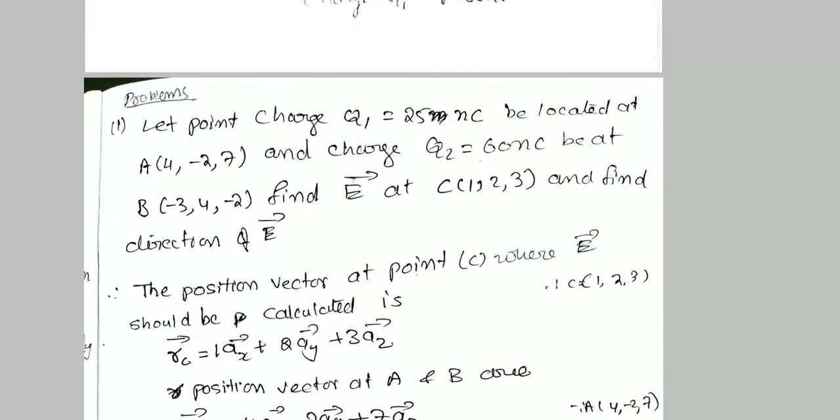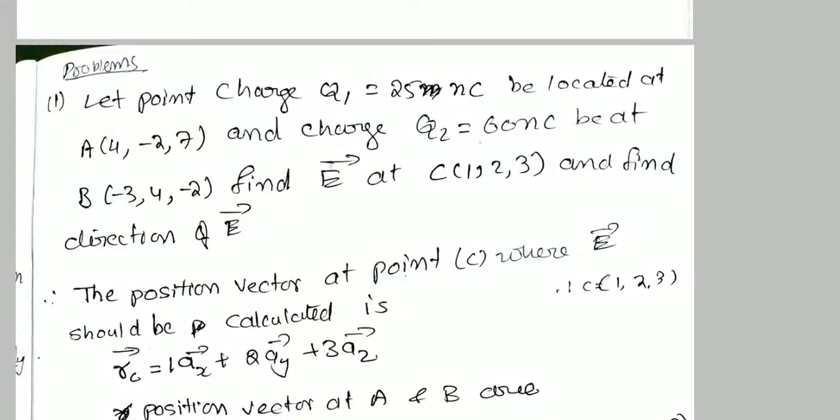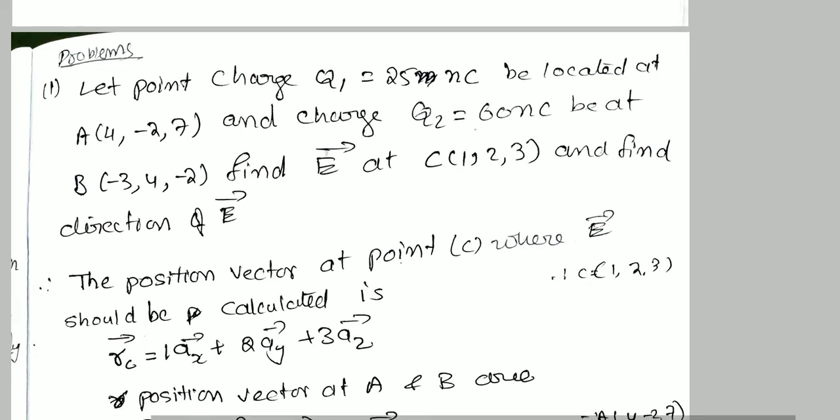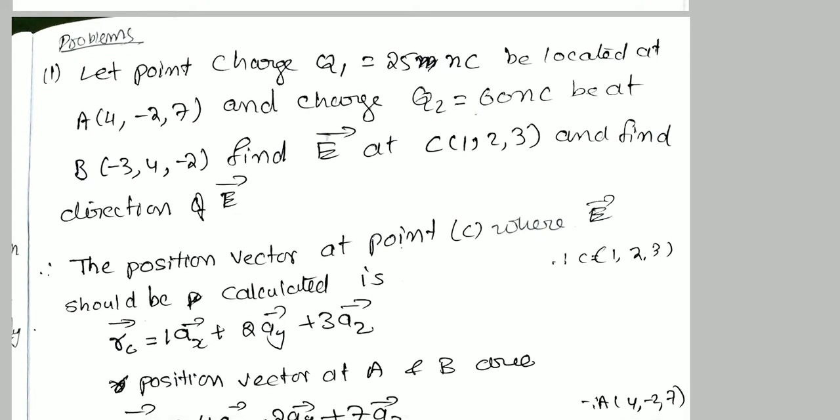Okay, so in this problem we will see it. Here, let a point charge Q1 equal 25 nanocoulomb be located at point A. So A, B, C indicate the points where our charges are present. At point A, a charge of 25 nanocoulomb is present. At point B, 60 nanocoulomb is present. At point C, we have to measure the electric field intensity.